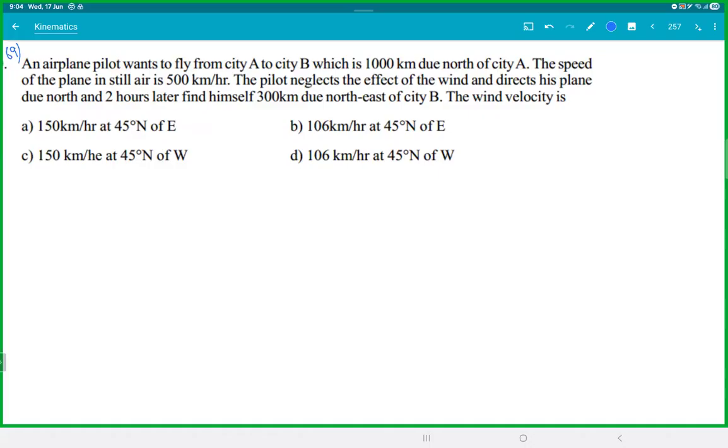Let's get this thing. So read the question, try to put a picture. Let's understand. Get me an answer. So we have an aeroplane which wants to go from A to B, 1,000 kilometers due north, meaning it is along the north.